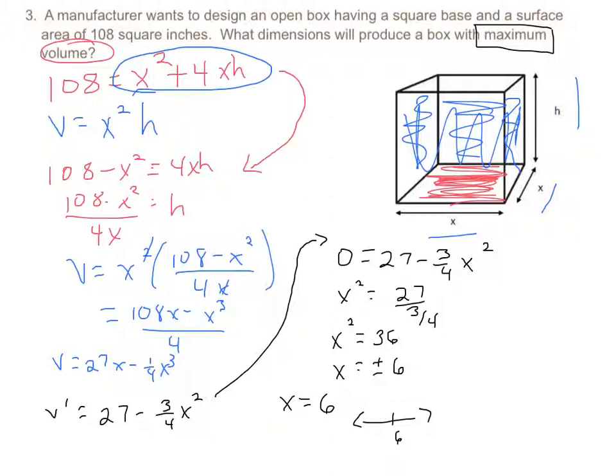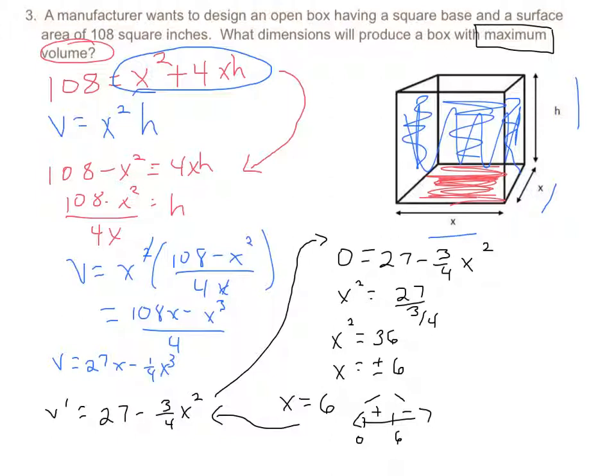So plugging the x's back into our derivative right here, the smallest x could be would be 0. So when x is between 0 and 6, we would end up with a positive number. It would be 27 minus 3/4 times a number less than 36, so this would be positive, and that would mean that the volume was increasing. And when we plug in a number bigger than 6, we would end up with a negative in the derivative, which means it's decreasing. And so by the first derivative test, we would see that this is in fact a maximum.